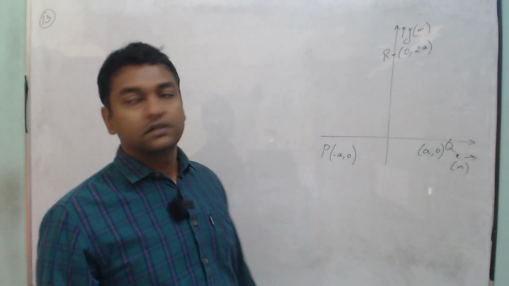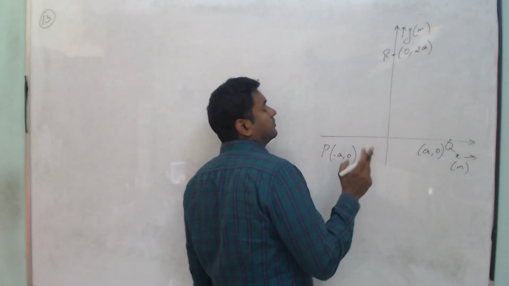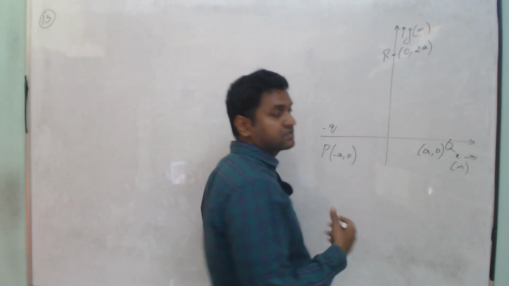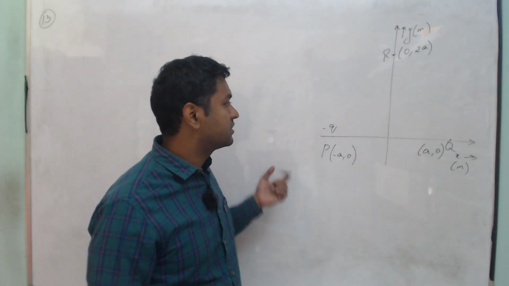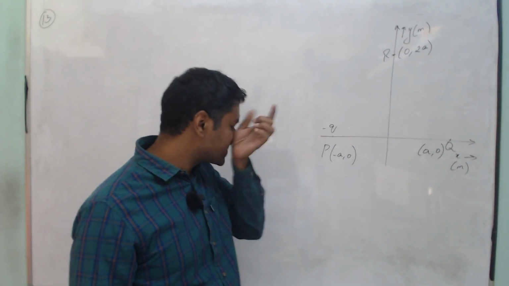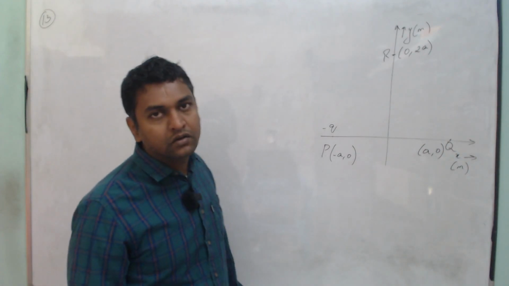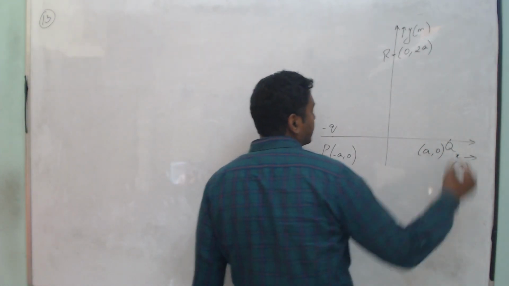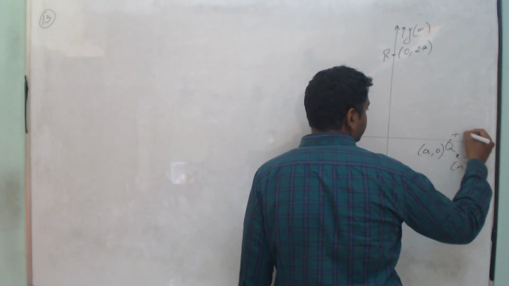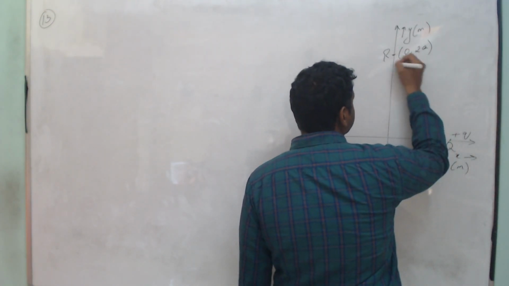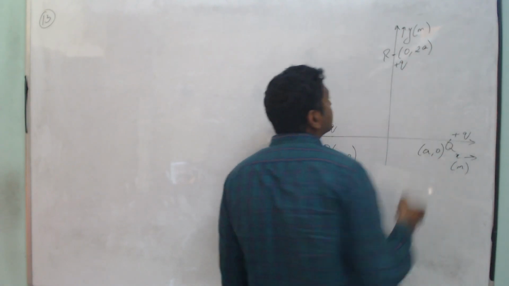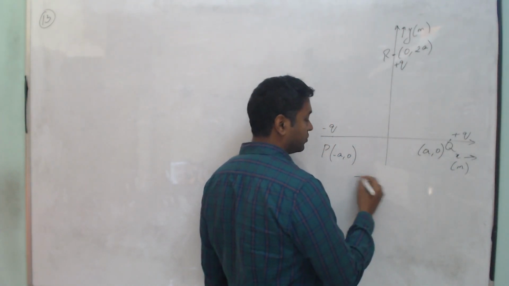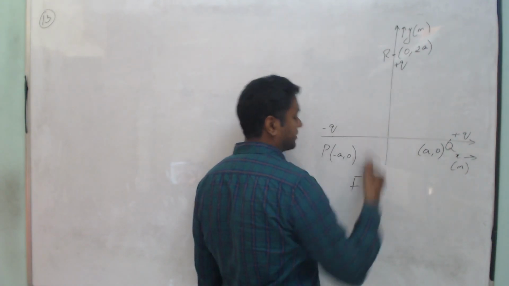Most important thing, the magnitude of the charges I'm giving as same, but the sign of the charge is what I am varying. So we have minus q charge over here, plus q charge over here, and plus q charge over here. Find the force due to P and Q on R.